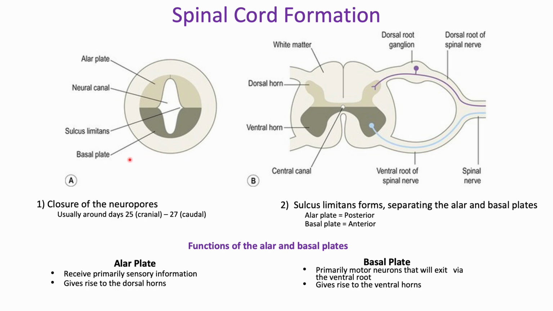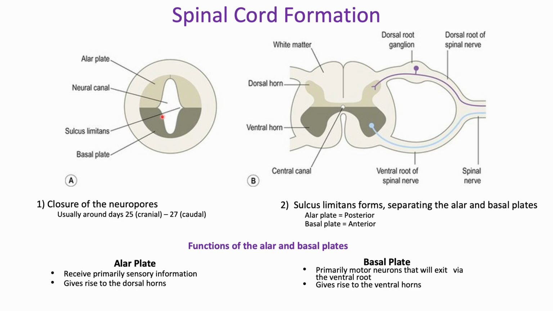The anterior region is going to be called the basal plate. Okay, so the basal plate is anterior. The posterior region is going to be called the alar plate. And again, this is posterior, alar plate. The basal plate is going to eventually develop into the ventral horns of the spinal cord, whereas the alar plate will eventually develop into the dorsal horns.